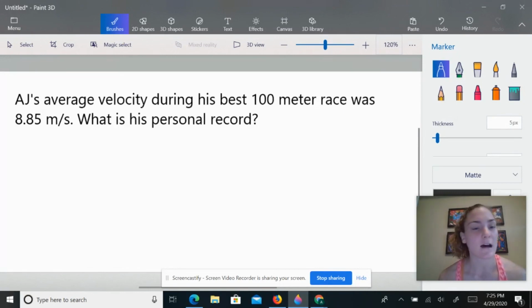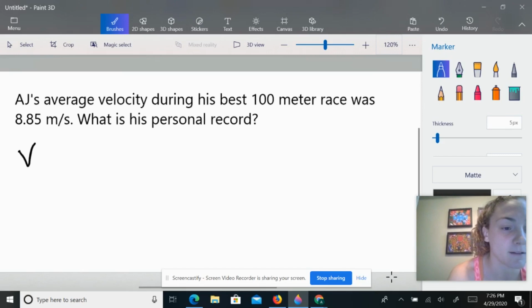AJ's average velocity during his best 100-meter race was 8.85 meters per second. What is his personal record? So how long did it take him to run that race is the question. So let's write the equation first off. Sorry for the bad handwriting. It's really difficult to write on tablets for me. So we've got velocity equals distance divided by time.